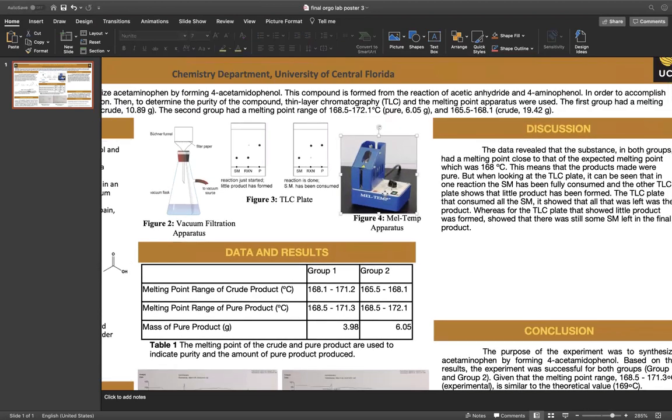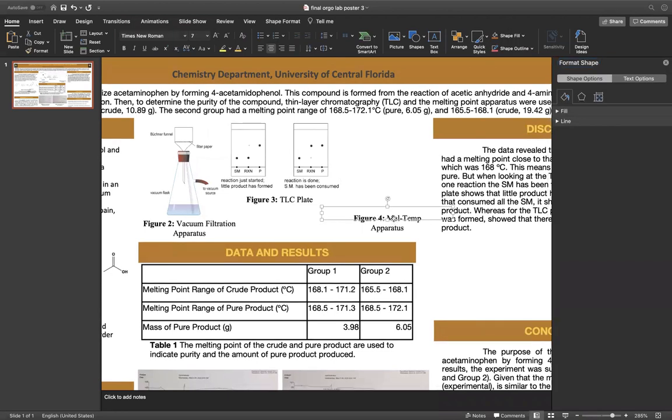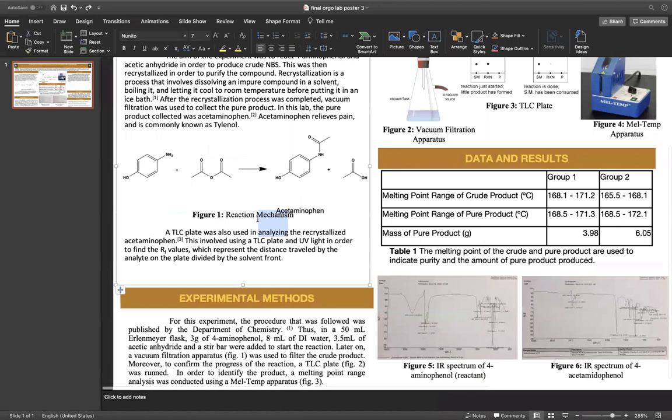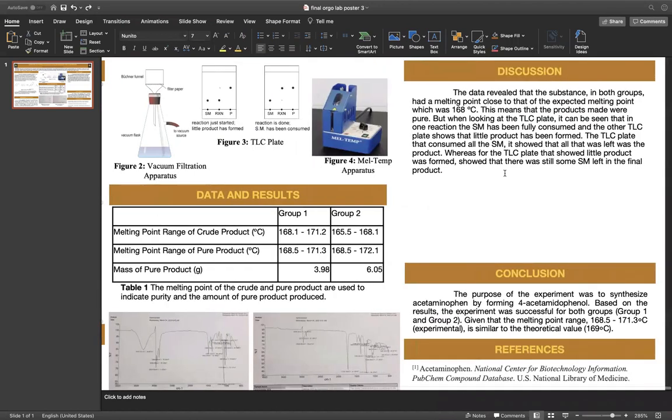Do they need to include a figure of the melting point? Definitely not. That's irrelevant in a way. But they could have. You're not getting points off for including that. And then the data revealed that the substance, and again, it was a group project, both groups had a melting point close to that of the expected melting point. Not bad. This means that the products that were made were pure. When you have a close, narrow range, it indicates that the products are pure.